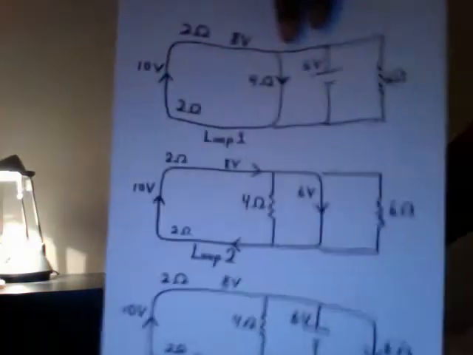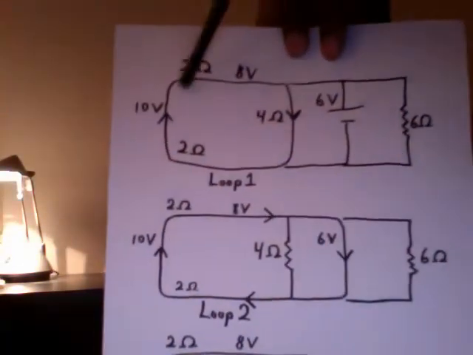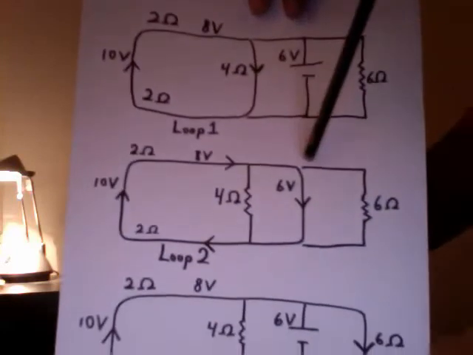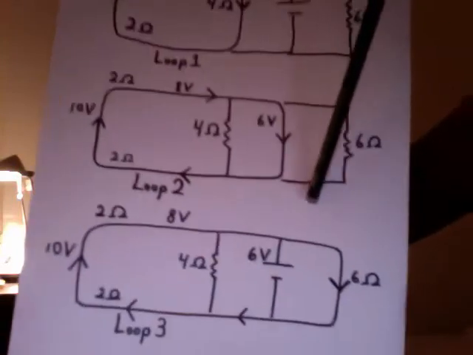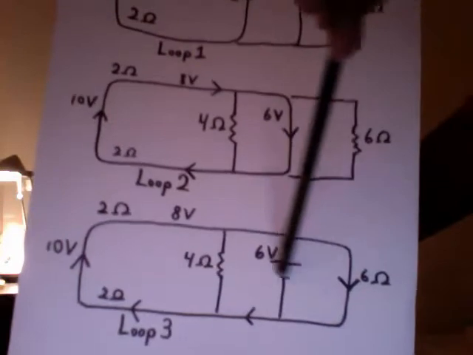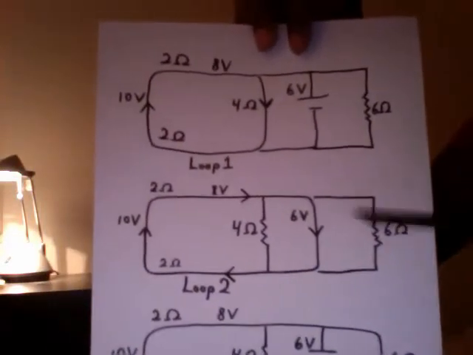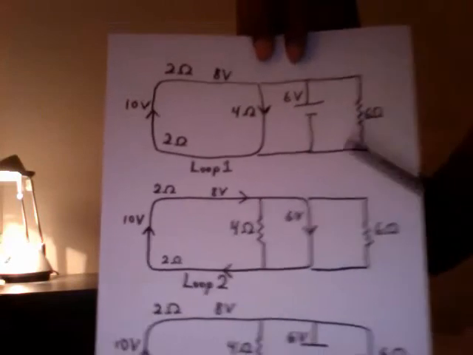The next thing you do is you make 3 loops. The first one going through this 4-ohm resistor. The second one through this 6-volt battery, and the third loop through the entire perimeter of the circuit. Each loop, the sum of potential differences across them should be 0, so use that knowledge to make 3 equations.